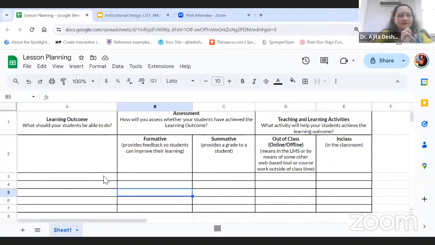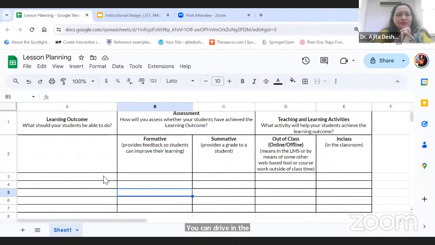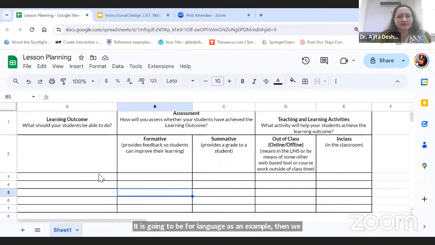So by the time we do this, can someone even suggest a topic for language? Yeah, you can type in the chat. So it's going to be for language. Let's do it for language as an example. Then we'll take up grammar like prepositions.